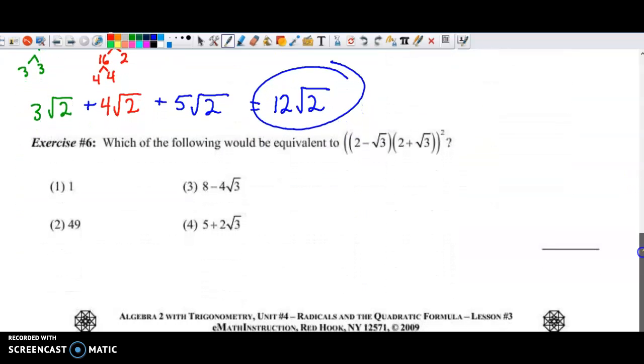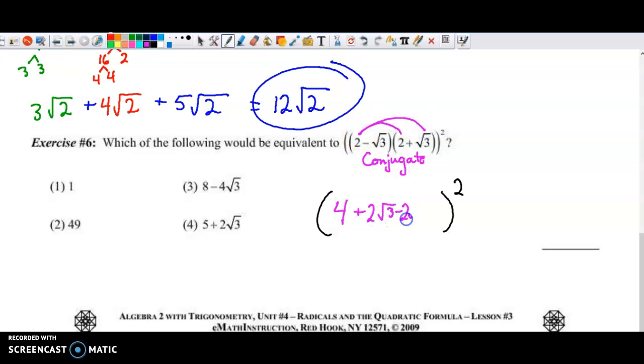And then the very last problem, pretty complicated stuff, but be strategic about this. I would suggest ignoring the squared on the outside, and I hope you notice that inside what we end up with is what we call conjugates. Why is that important? Because as you start to FOIL this out and you get 4, the outside is 2 root 3, the inside is negative 2 root 3, and I hope you notice that those things cancel.